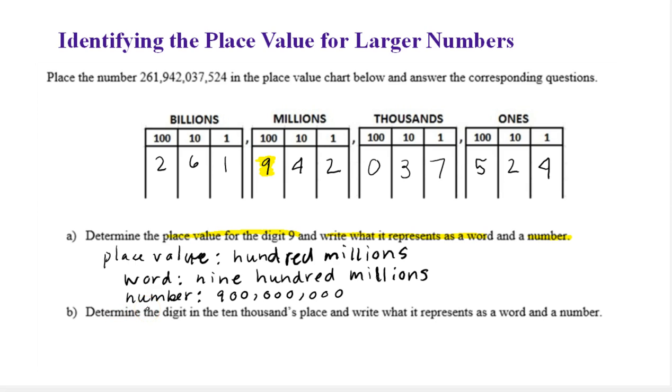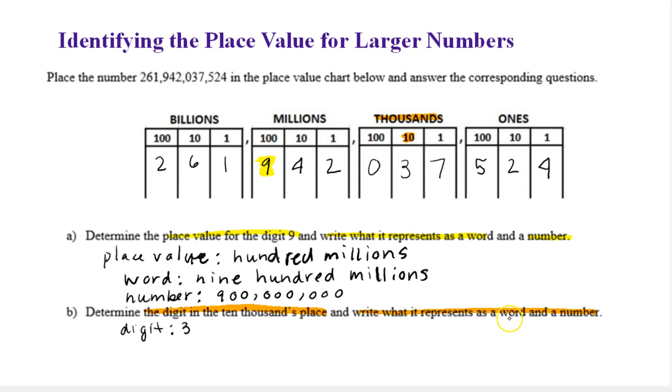Determine the digit. Get a highlighter ready. Determine the digit in the 10,000s place and write what it represents as a word and a number. So here we were given a digit, and here we're given a place value. So the 10,000s, so first here's thousands, and here's 10,000s. And notice the digit is a 3. So the digit in the 10,000s place is 3.